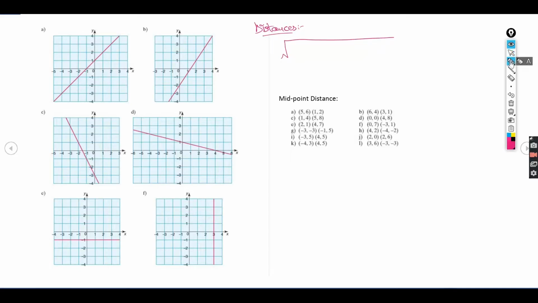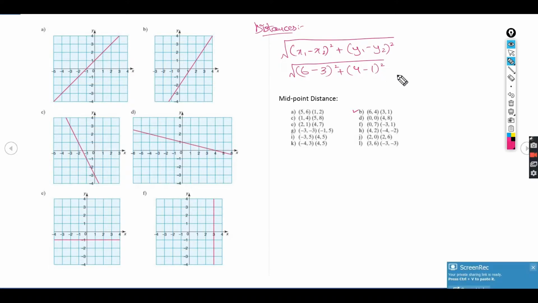Yes, so the formula for distance is x1 minus x2 the whole square plus y1 minus y2 the whole square, and everything under root, right? So let me do this easy question first. What is x1? I'll put an under root over here first. x1 is 6, x2 is 3 the whole square plus y1 is 4 minus y2 is 1 the whole square.